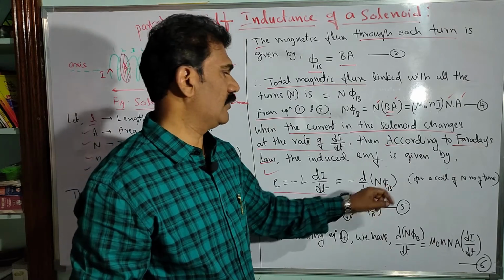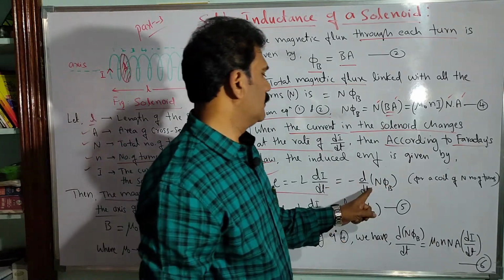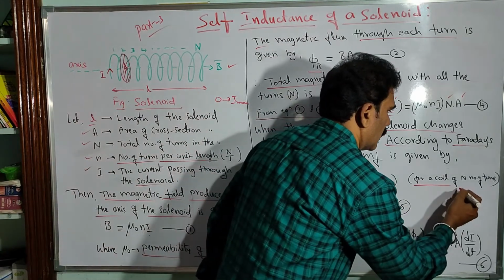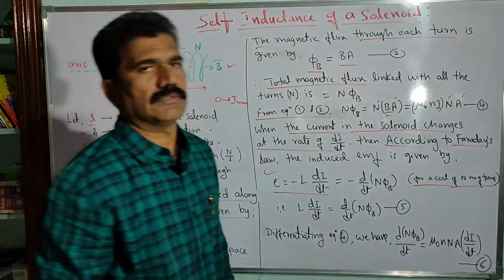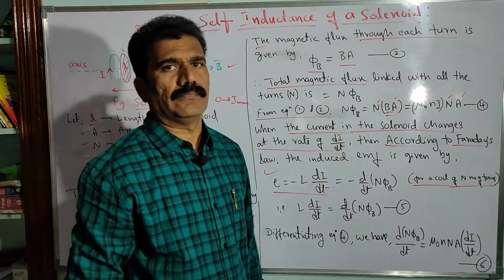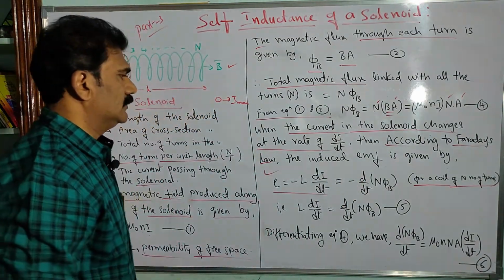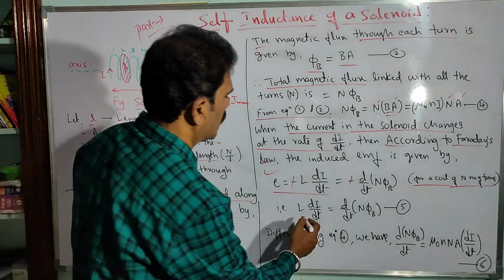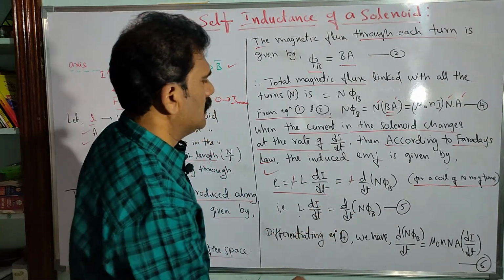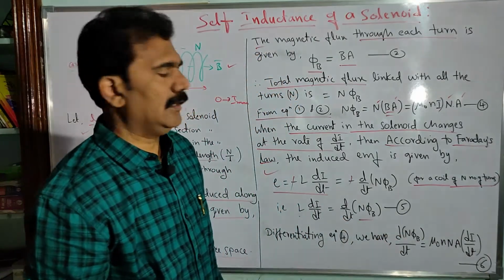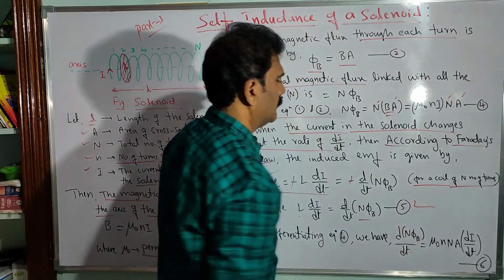So that is N into phi B. So d by dt of N phi, for a coil of N number of turns. I think we have discussed this part in the previous video also, right? So if you cancel this negative sign on both sides, you will get an equation like N L into di by dt is equal to d by dt of N phi B, right? So let it be equation 5.